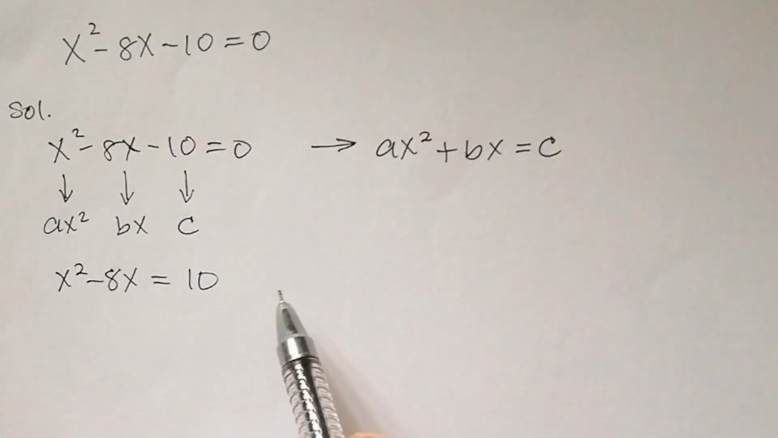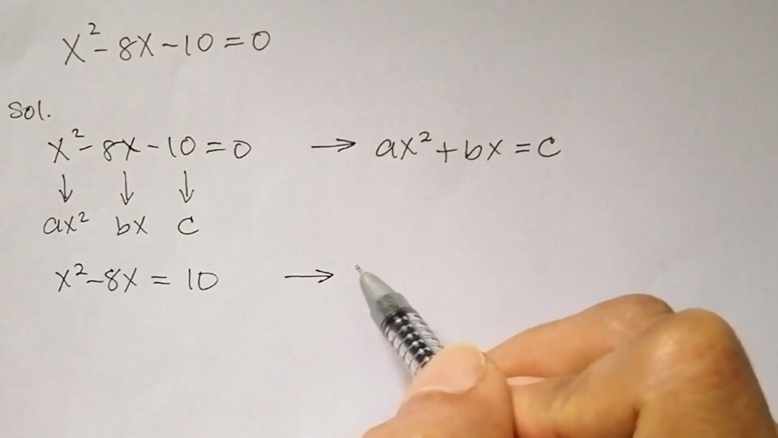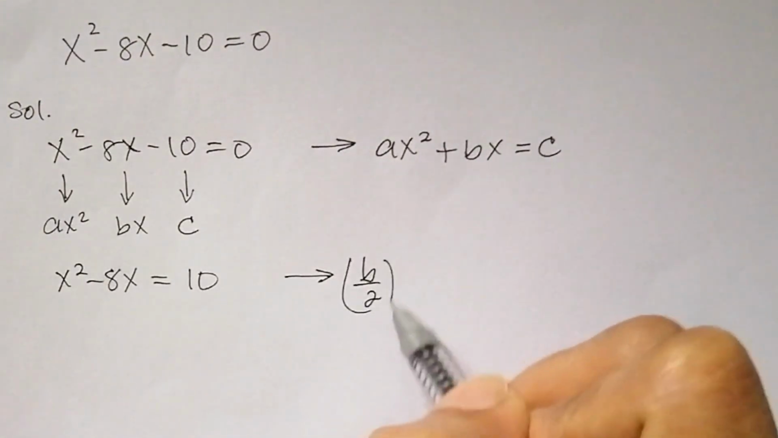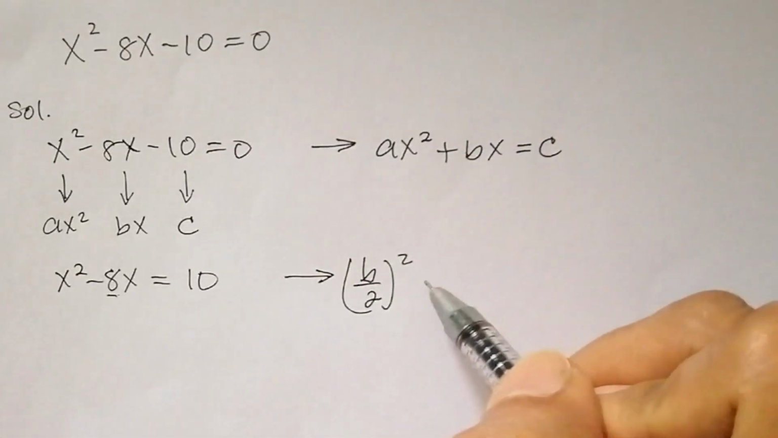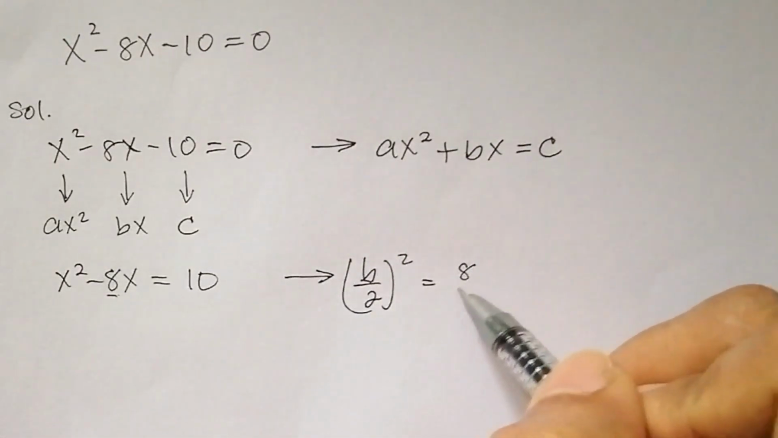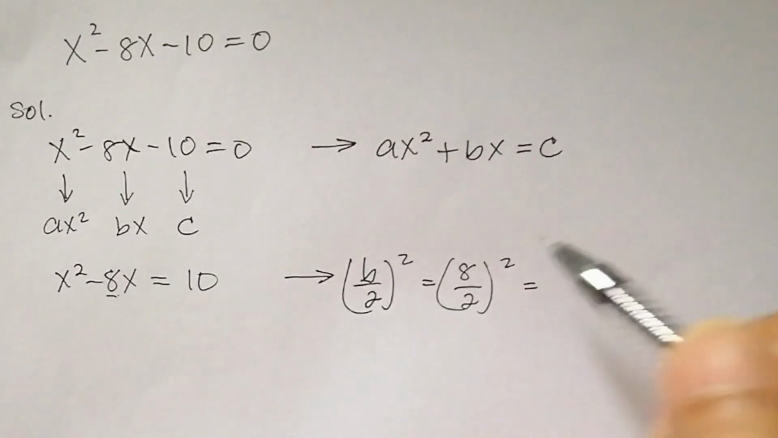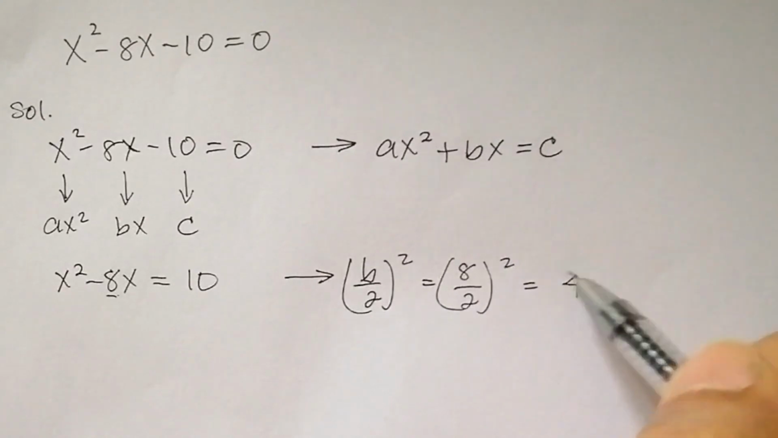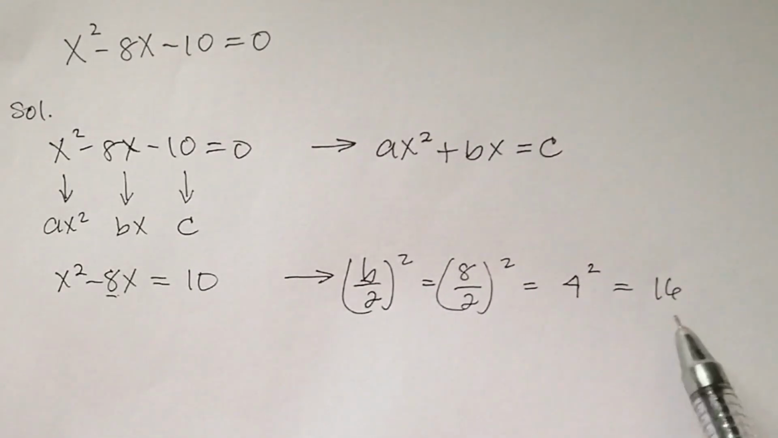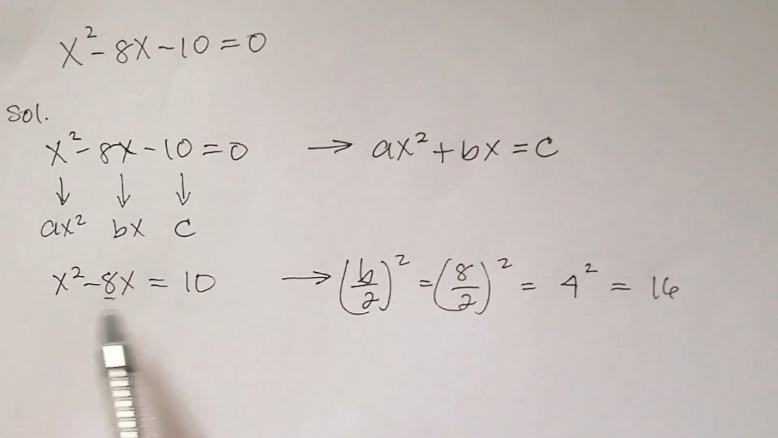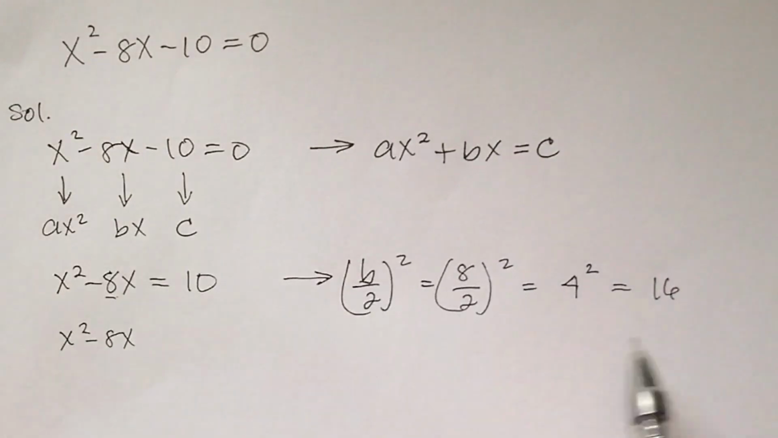Then we have to add the 1/2 of the second term, which is negative 8x, by this formula b over 2 squared, where b is 8. 8 over 2 is 4, squared is equal to 16. The 16 will be added to both sides.